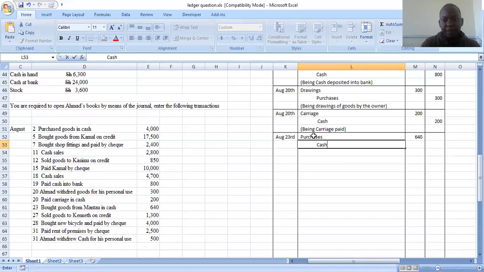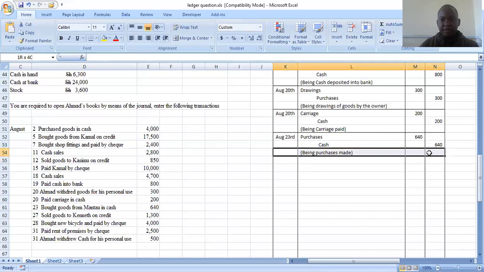Cash, and the amount is 640. Then we have the narration being purchases made. Then we underline this.